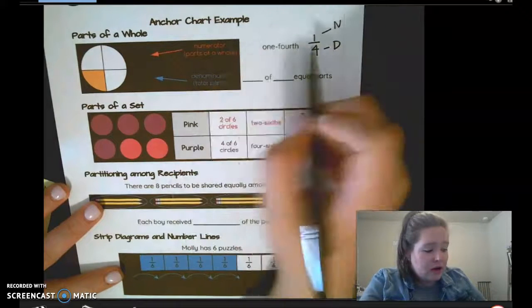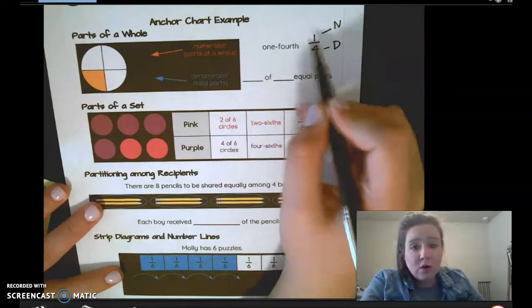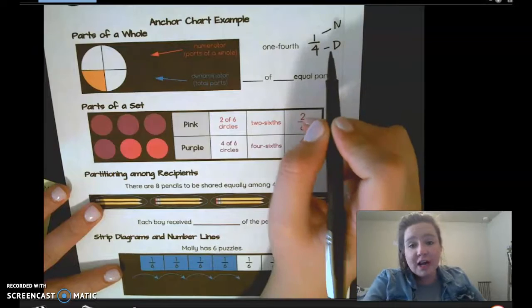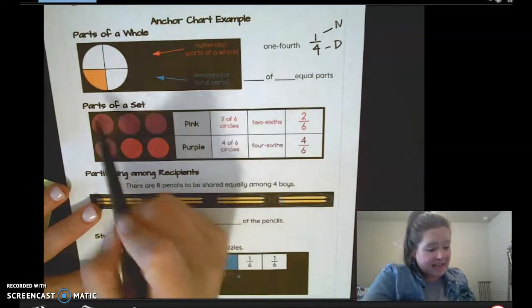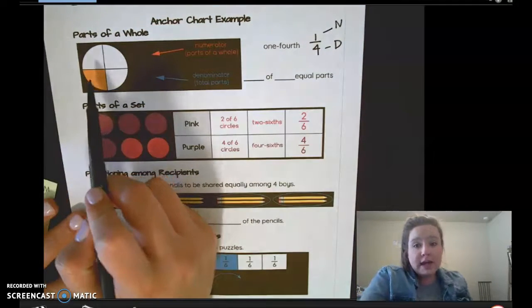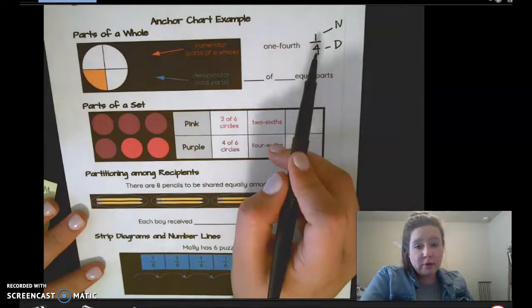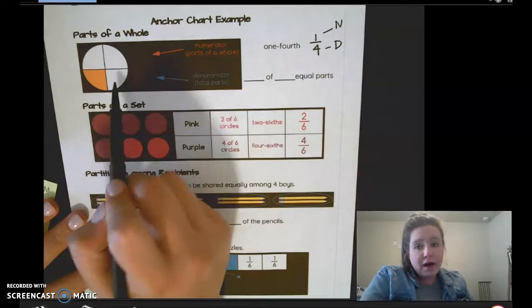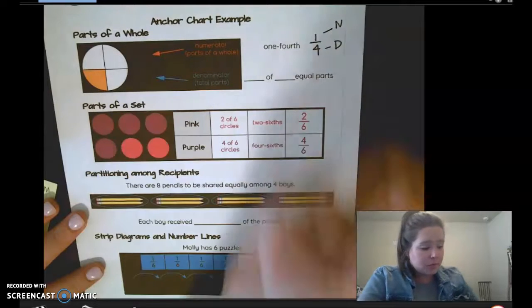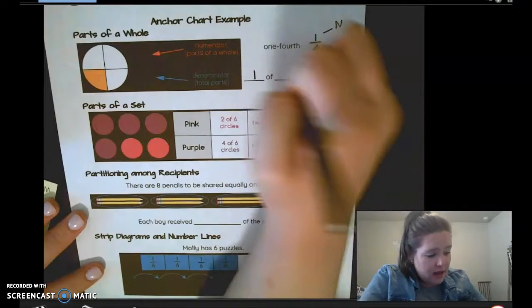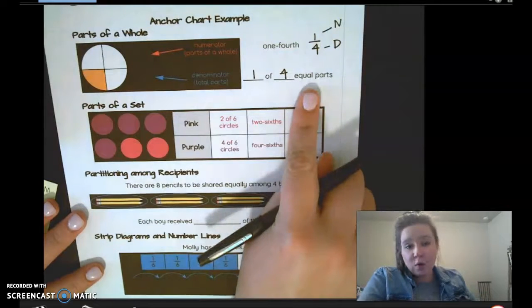So your numerator is the parts of the whole. That's how many parts are being shaded or counted. In this case, you have one part being shaded, and then your denominator is going to be your total number of parts, because in this circle you have 4 total parts. So you have 1 of 4 equal parts.